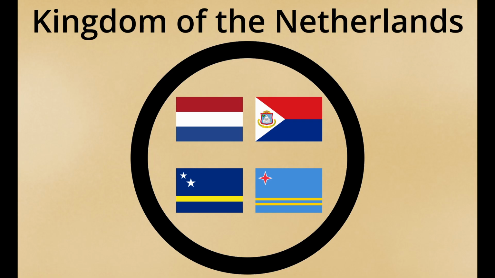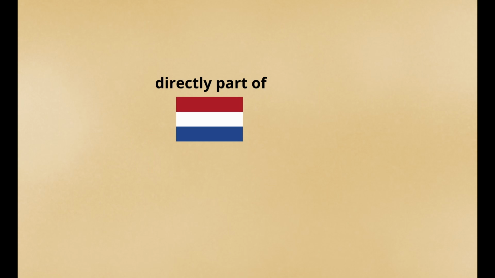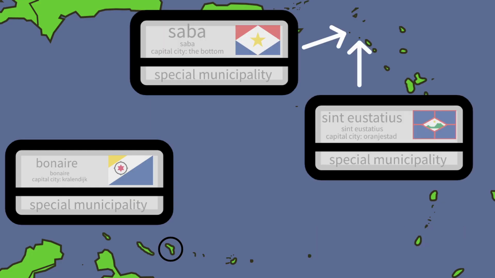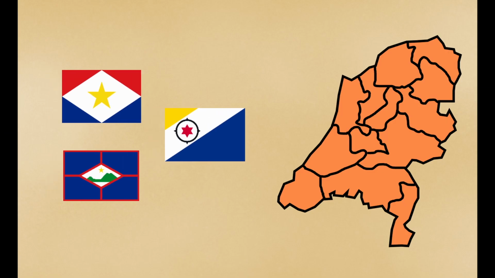But that's not all. Not only are there constituent countries of the Netherlands in the Caribbean, there are also islands in the Caribbean that are directly part of the constituent country of the Netherlands: Bonaire, Sint Eustatius, and Saba. These are special municipalities, meaning they're not part of any Dutch province, but residents still vote in regular Dutch elections.